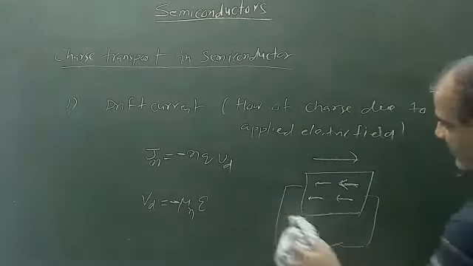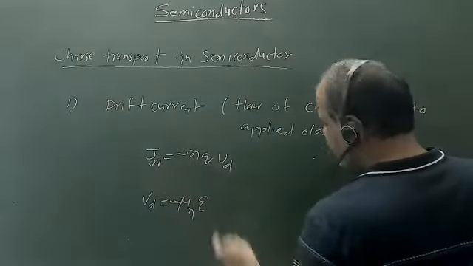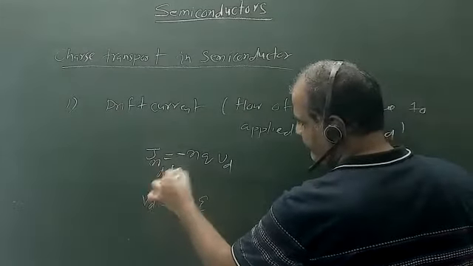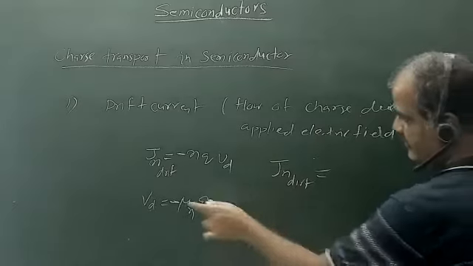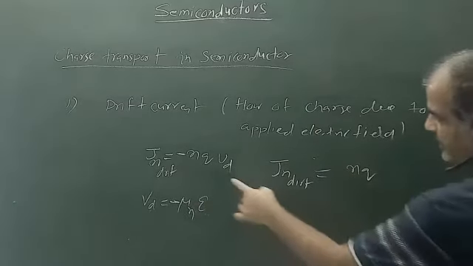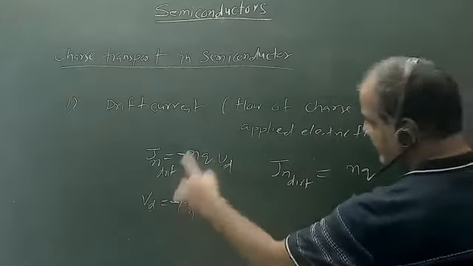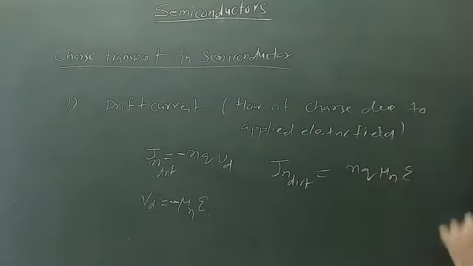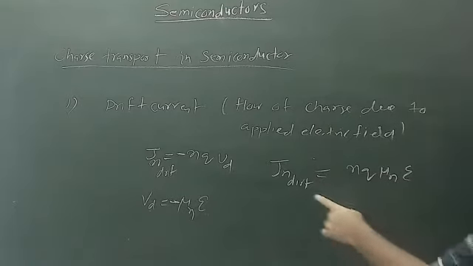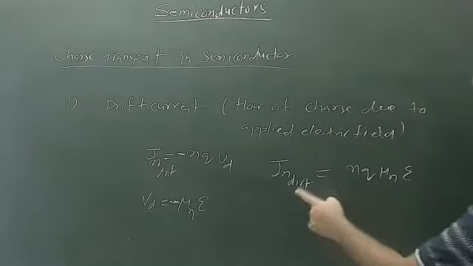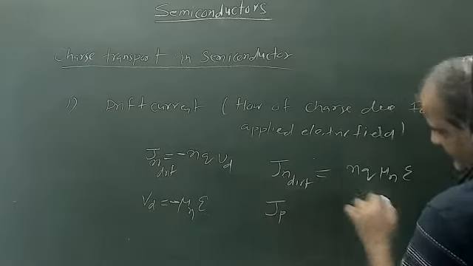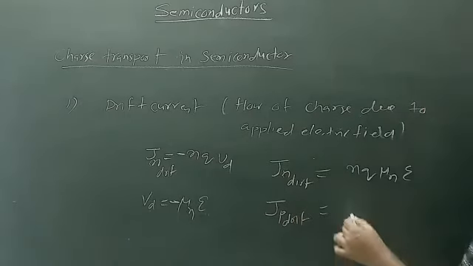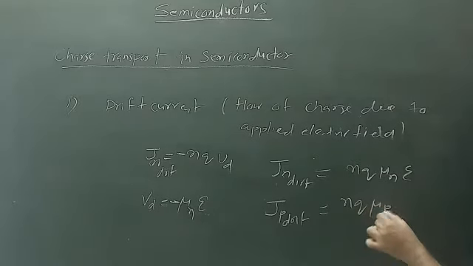Okay, now if I want to write my electron current, this is because of drift. So drift current density due to electrons will be n Q. VD की जगह कर दूंगा mu and E, minus minus plus हो जाएगा, so n Q mu n E. So this is my expression for drift current density due to electrons. Okay, similarly if I write the expression for drift current density for holes, that will be p Q mu p electric field.